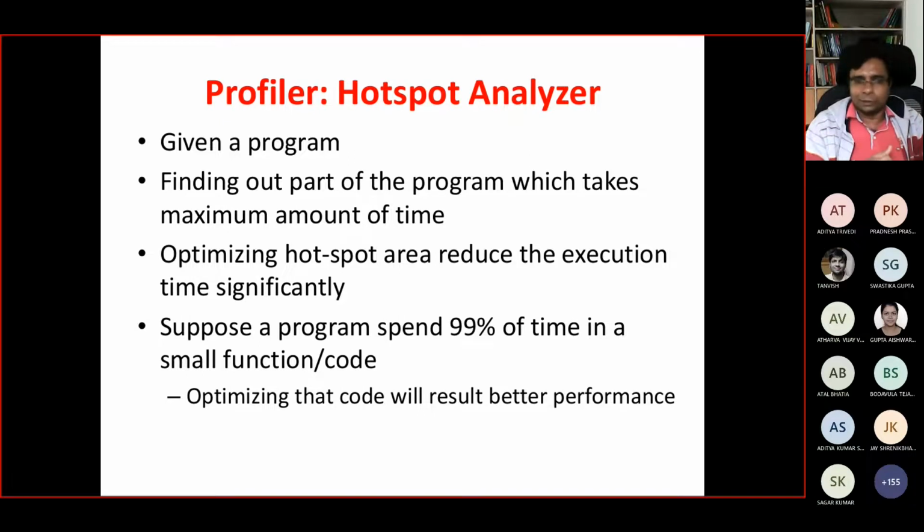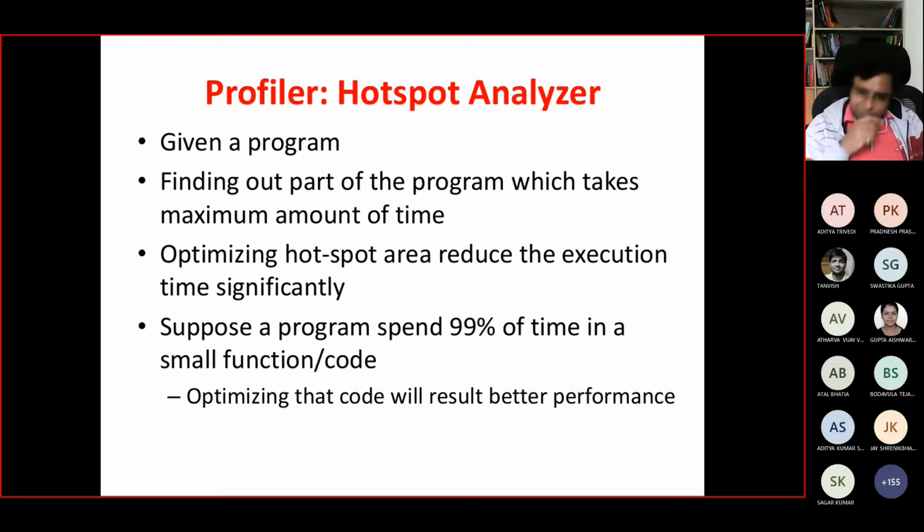Just like our containment zone: wherever more cases are there, they focus on that area. So, COVID containment zone kind of thing. In a program, the software engineer tries to focus on the hotspot area. Optimizing the hotspot area reduces the execution time significantly. That is the thumb rule.